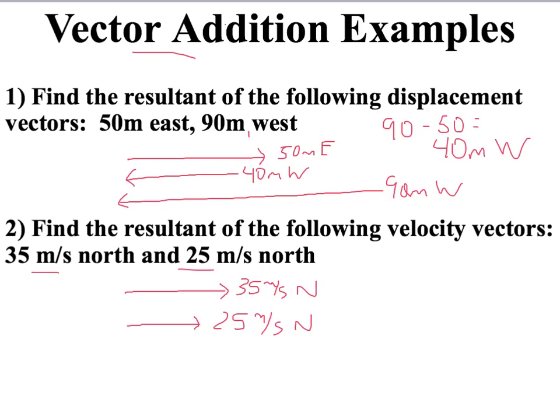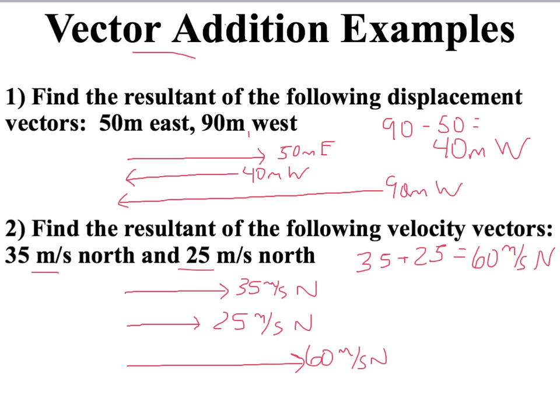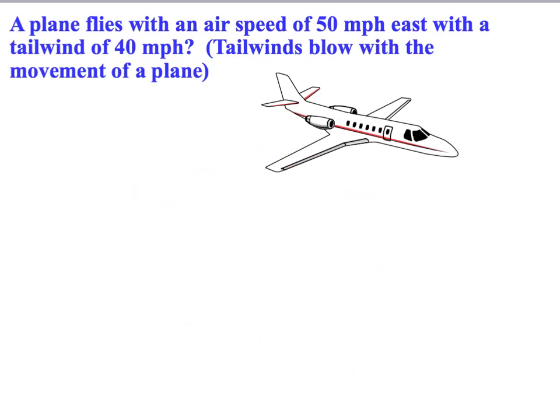And since these are in the same direction, to find the resultant, I want to add them together. So 35 plus 25 meters per second equals 60 meters per second. And because this is a vector, I need the direction of north. And now I want to draw the resultant, which will look like this. The length of those two added together. Let's do a couple more examples.